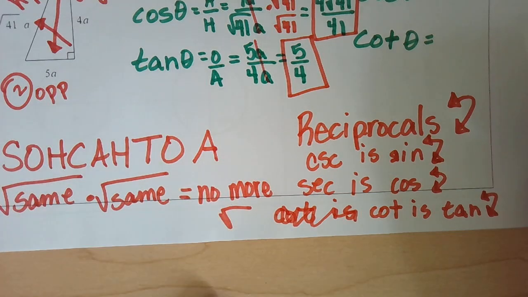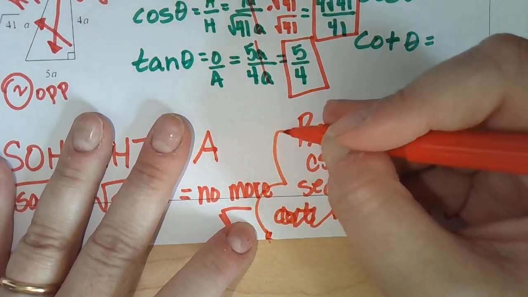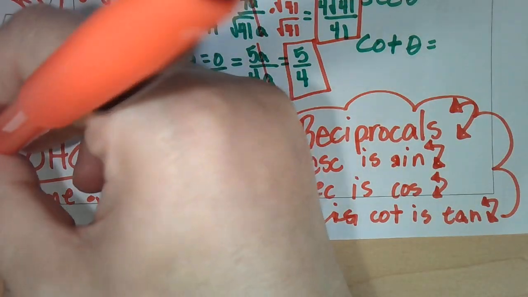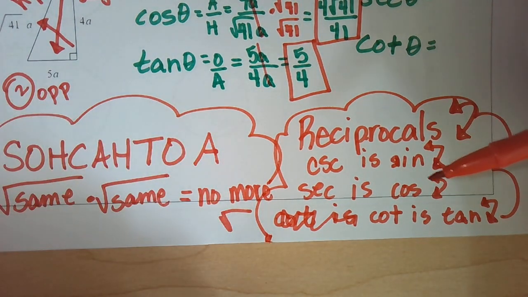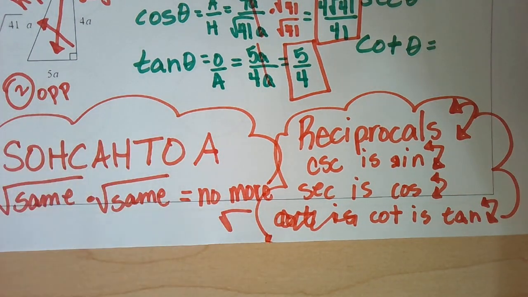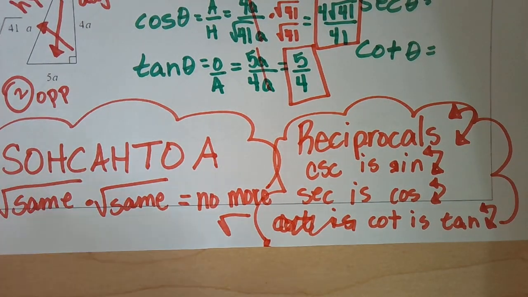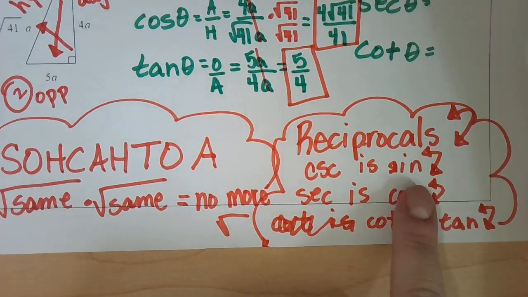Okay, and you definitely need to write this on your cheat sheet, because on this test we have the word reciprocal in other places, and it gets us kind of confused. Okay, so anyway, CSC is sine upside down.